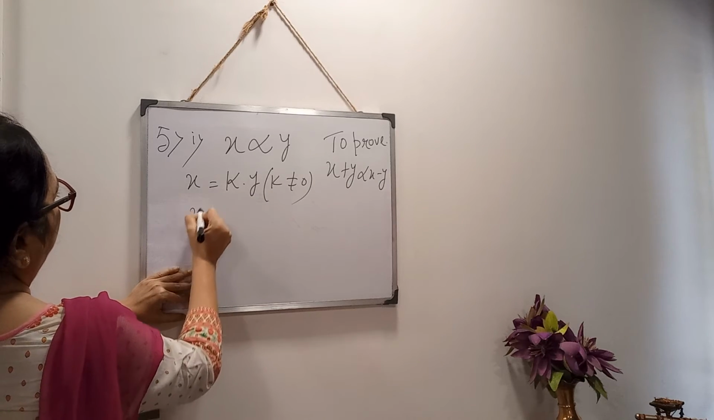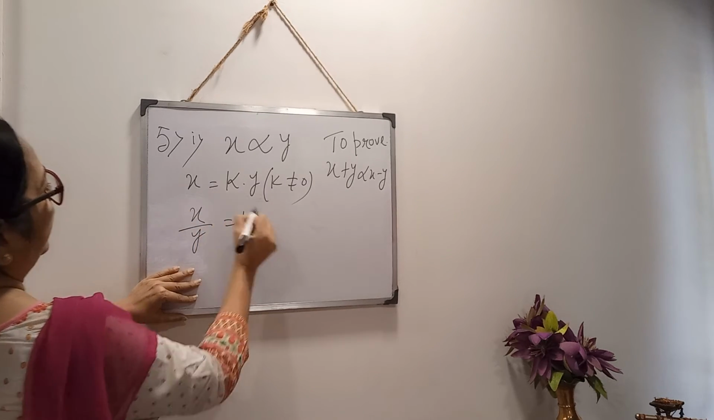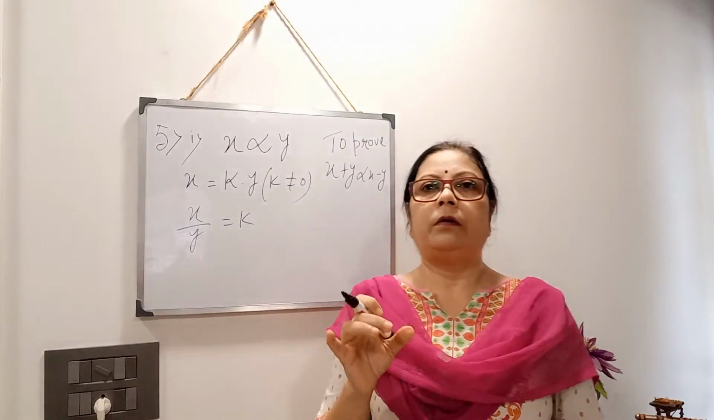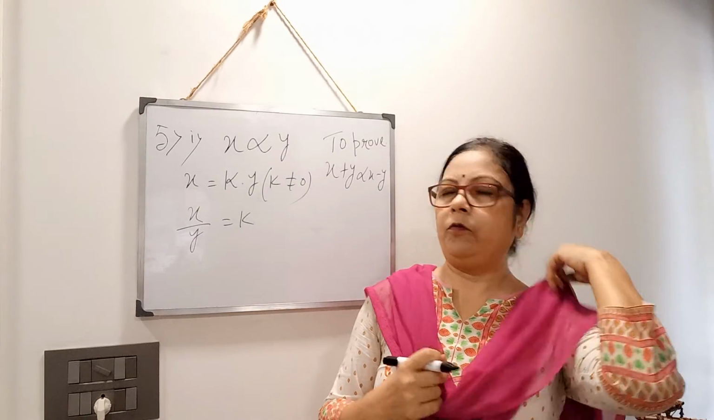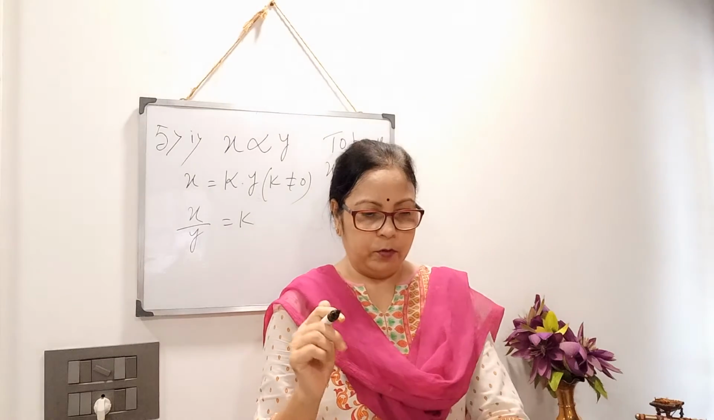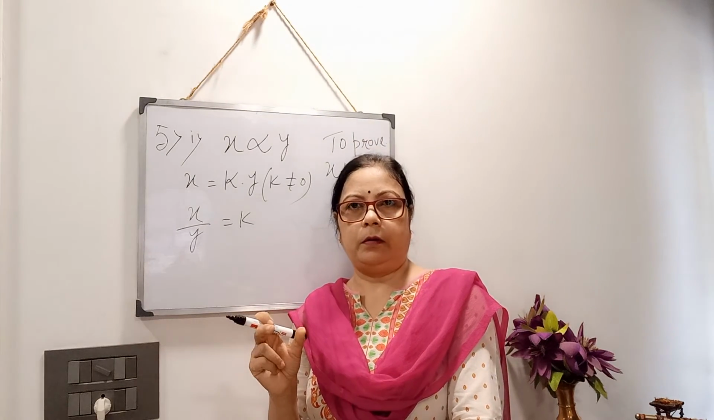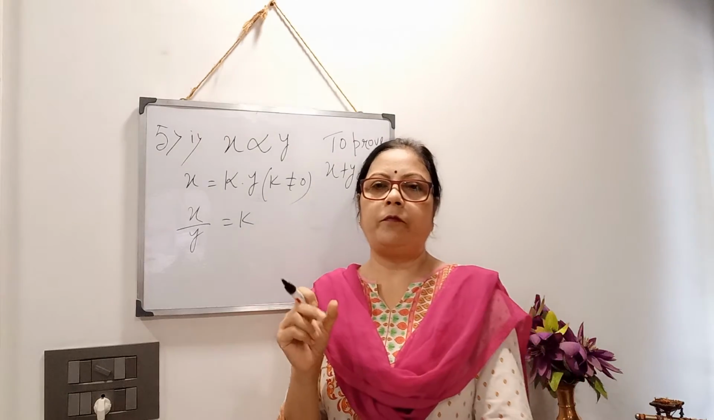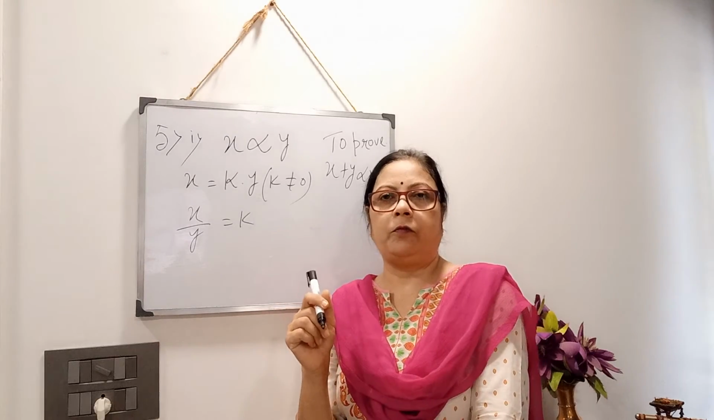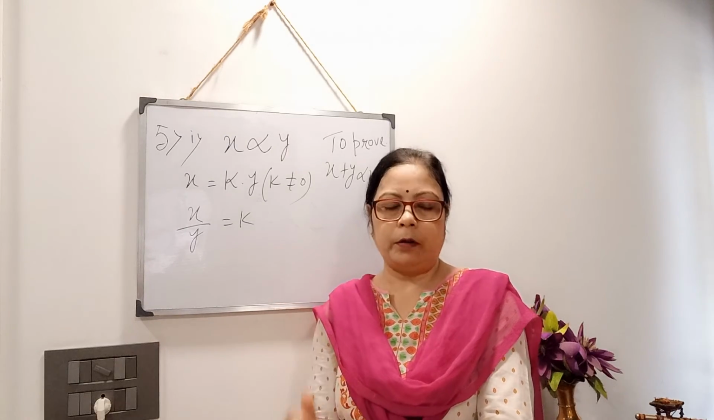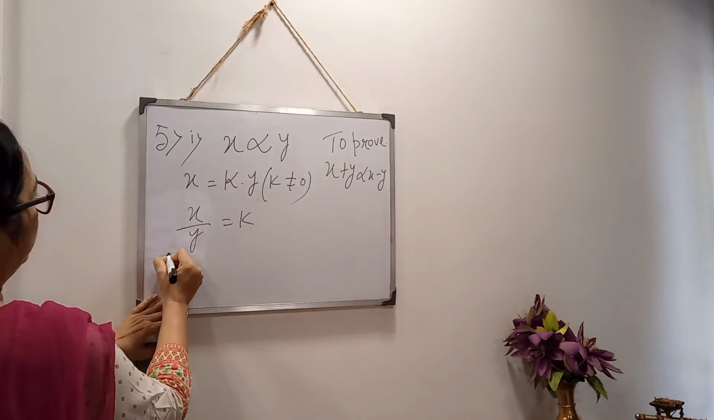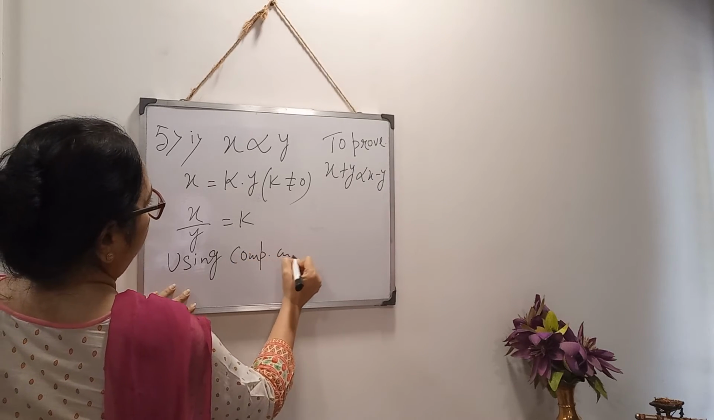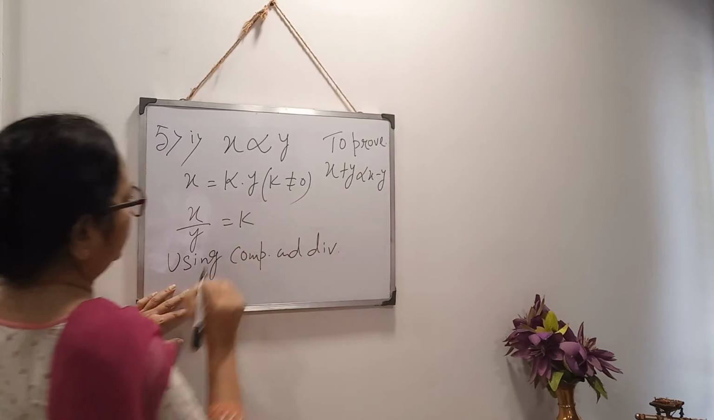Clear? Now x by y equals k. You know from the ratio proportion chapter that property, componendo and dividendo. We will apply it here. Okay, one thing, when I was checking the copies, I have seen from the ratio proportion chapter there were 2 sums maybe. But you have not mentioned the property that you have applied. For that I have deducted marks. You have to apply componendo and dividendo. If you do not mention it, your marks will be deducted.